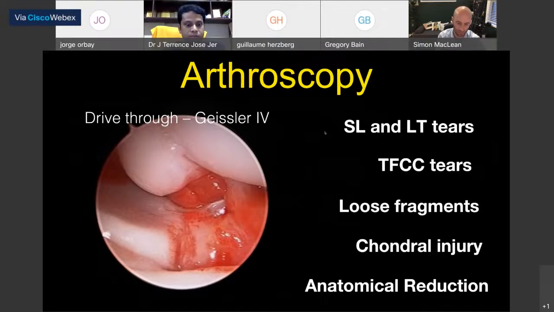You may see a significant chondral injury. You may pick up loose fragments, particularly in the comminuted injuries. And it also allows you to check the anatomical reduction. And you'll hear more about this later on with the other speakers.